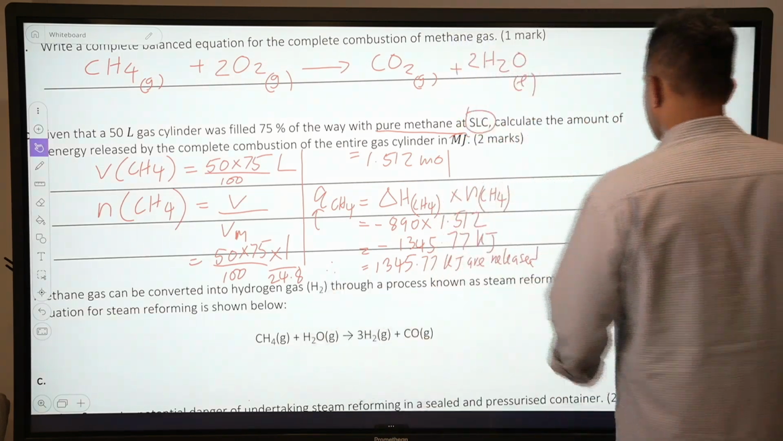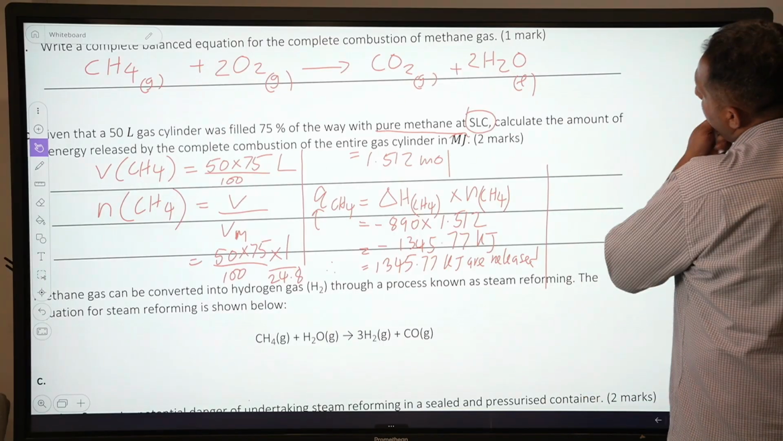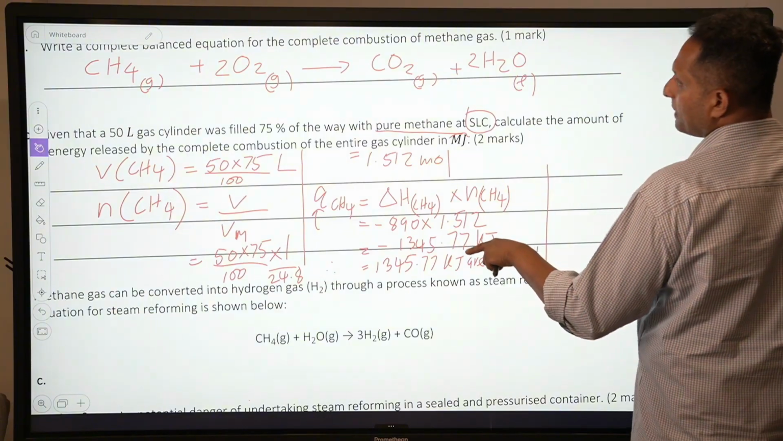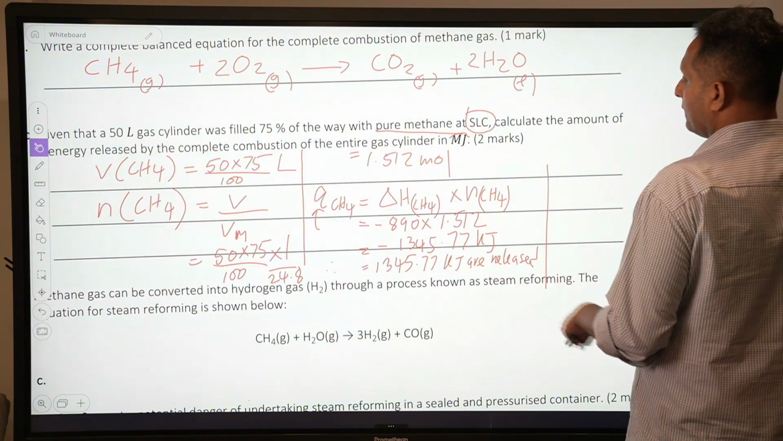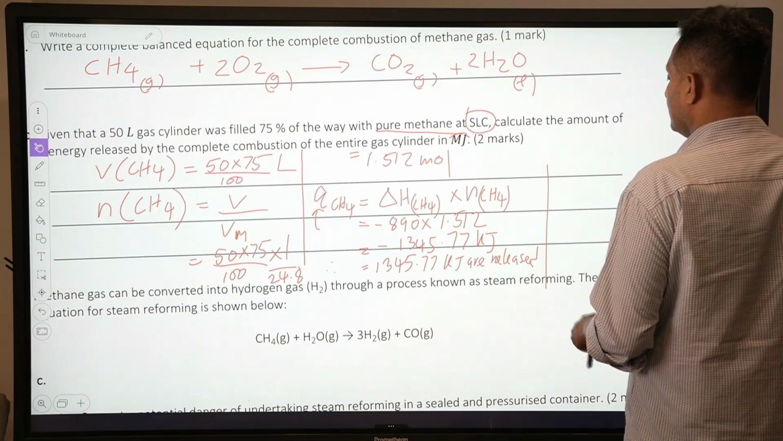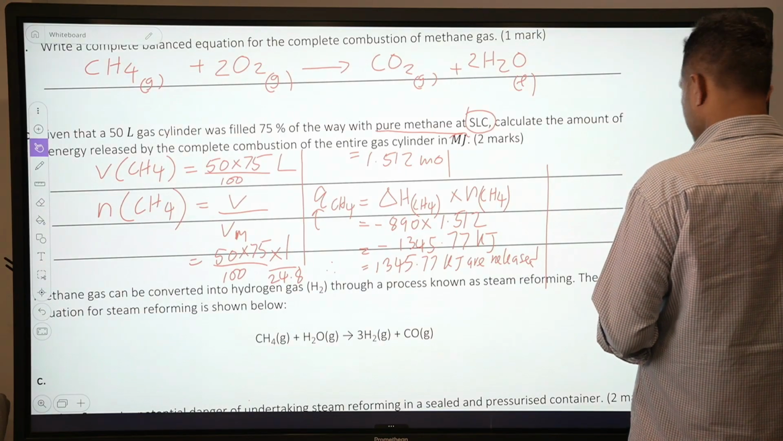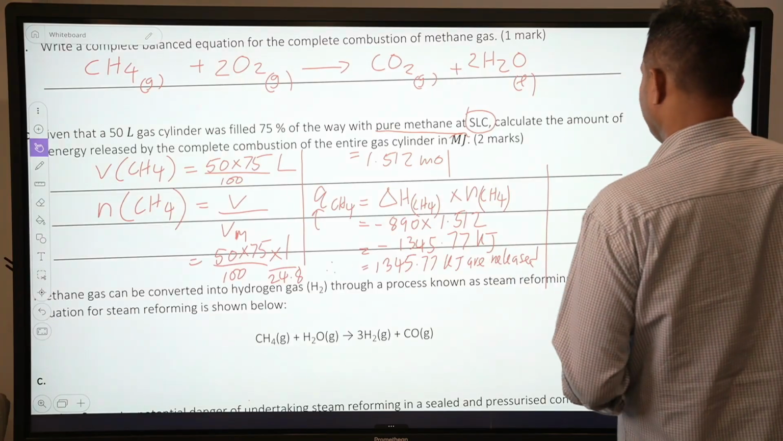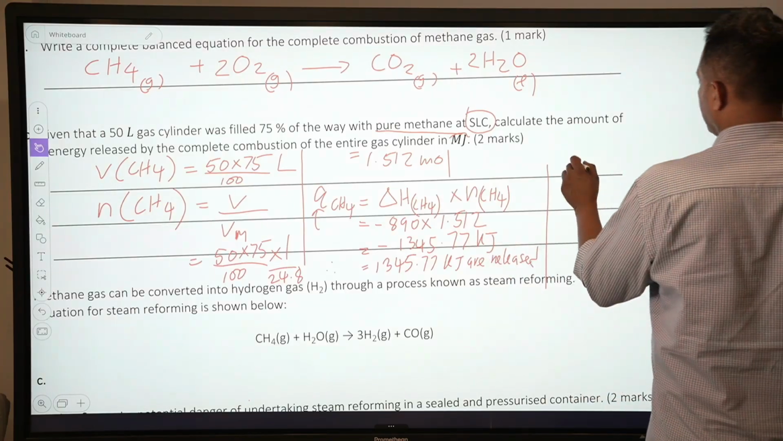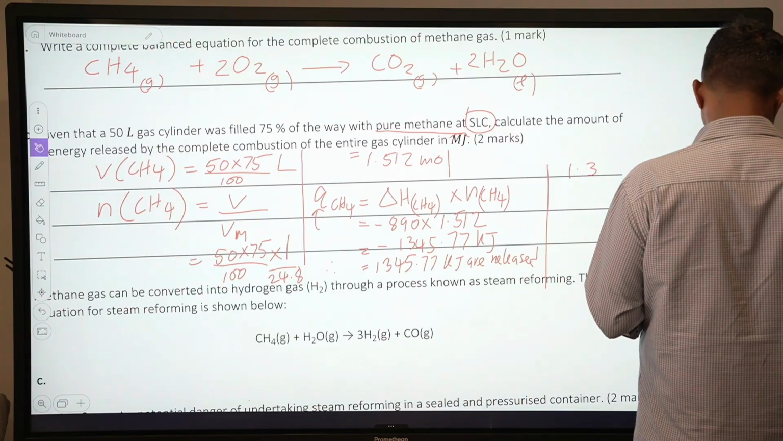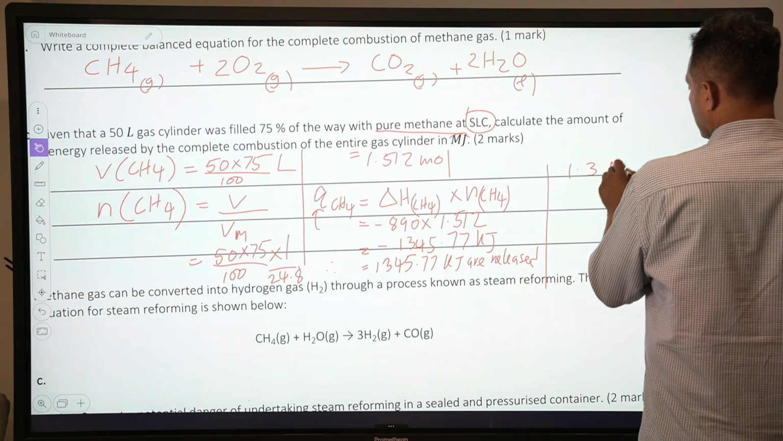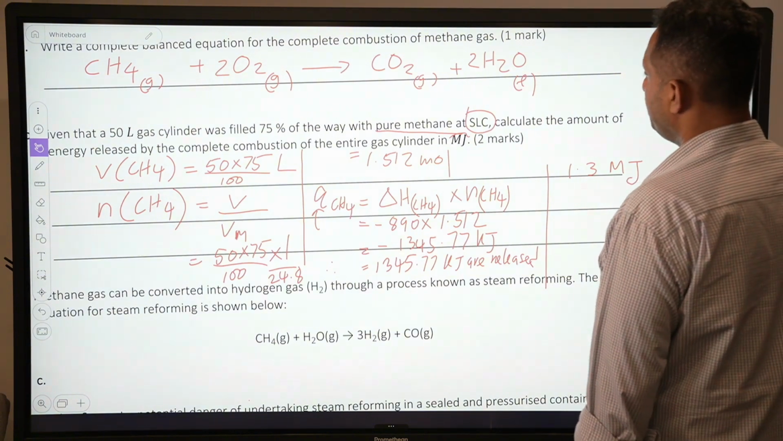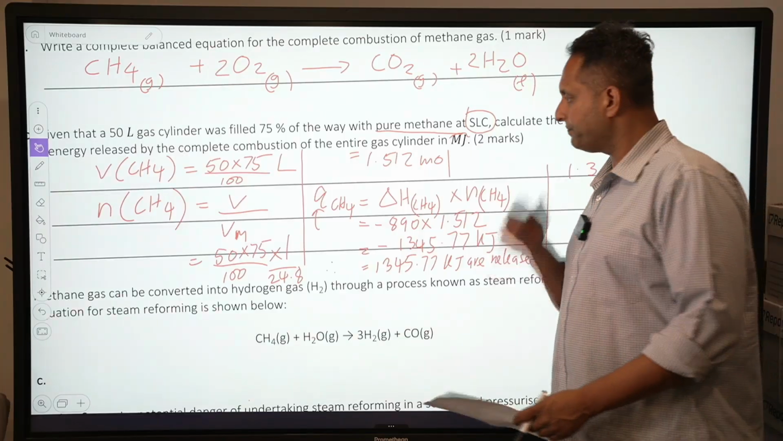I see the data booklet as well. Divided by 1000, how many significant figures? Two significant figures. It is 1.3 megajoules. Okay, that part is done. That's not difficult, is it?